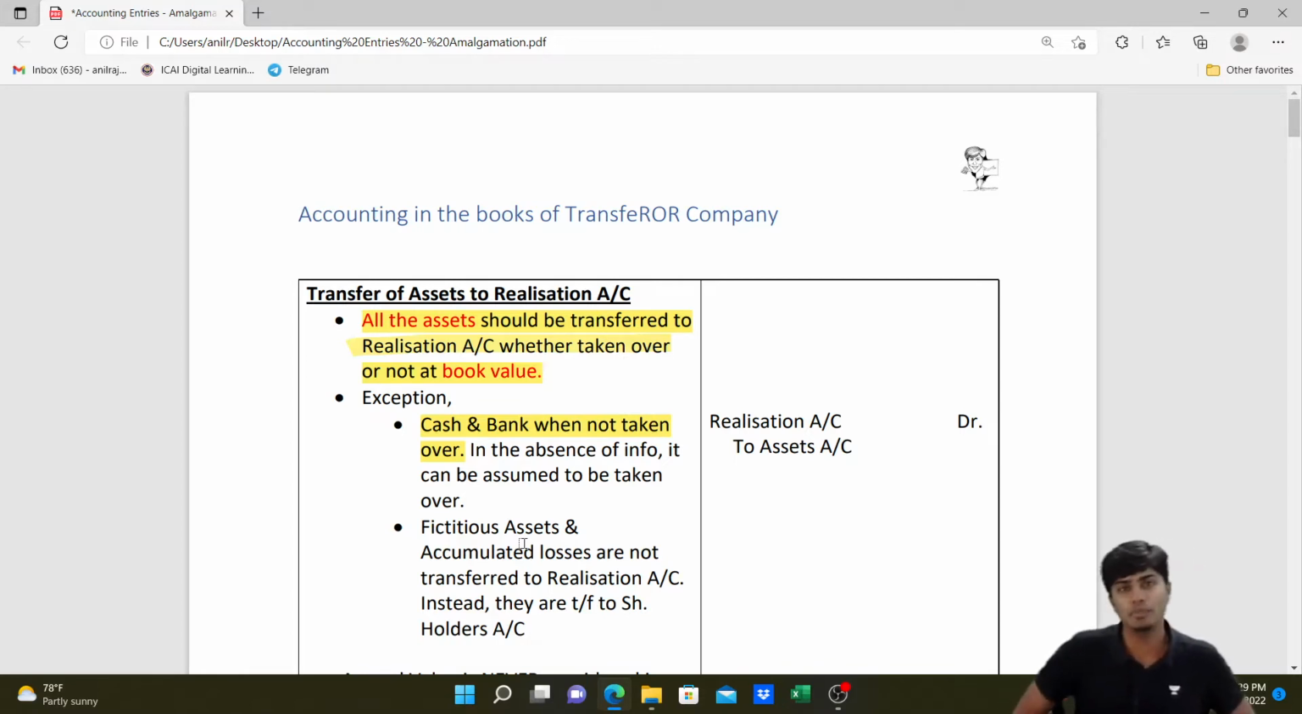To pay that, we need to have money. We'll use this cash, so cash will not be transferred to realization account in that case. In the absence of specific information, it can be assumed that it is taken over.